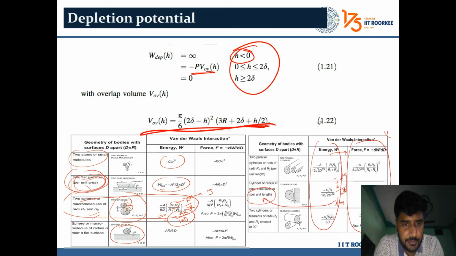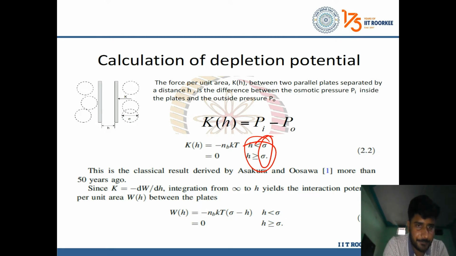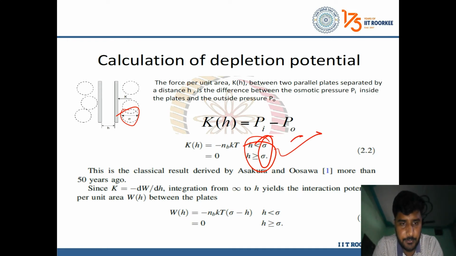On the basis of the geometry, you can use the particular formula, and you can calculate the energy or the force of interaction, basically the van der Waals interactions. So you should remember these formulas. And the calculation of depletion potential I have already indicated, but here another term, that is sigma. Sigma is basically the radius of spherical particles. So you should keep in mind these conditions and apply the formula.